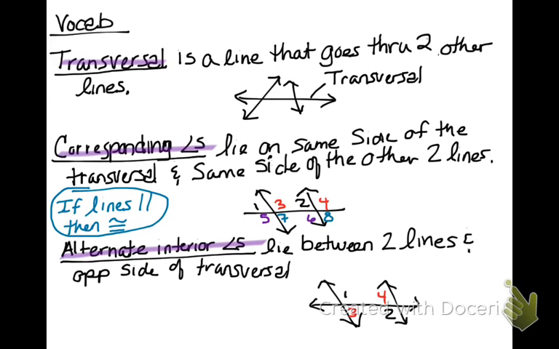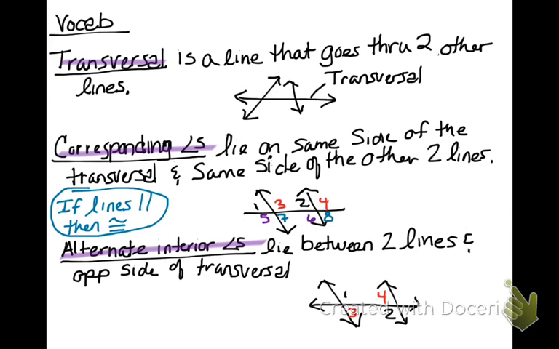Then you have what's called alternate interior angles. That means they're inside the two lines, and they're on opposite sides of the transversal. So 1 and 2 go together, and 3 and 4 go together. Now, if the two lines that the transversal is going through are parallel, then the corresponding angles are congruent and the alternate interior angles are congruent.